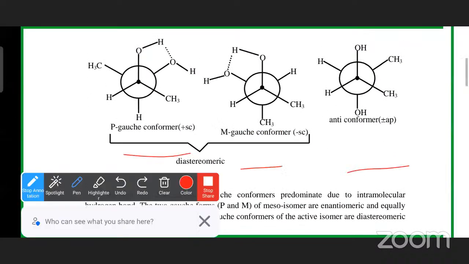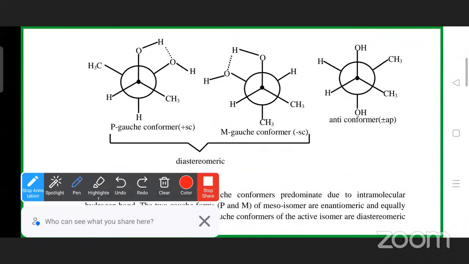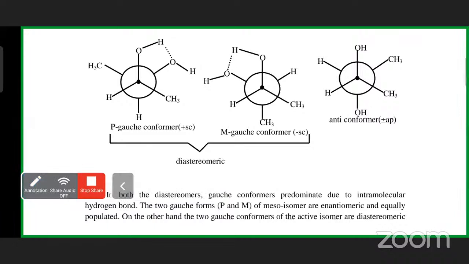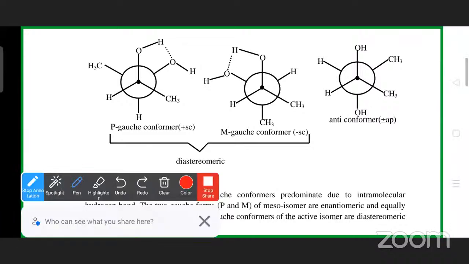Right. Now in the active isomer, which conformer is the stable one? Okay. So now you see in this active conformer, here obviously the cisoid conformer, or the eclipsed conformer, is the least stable. And now you differentiate the stability between the anti-conformer and the gauche conformer.